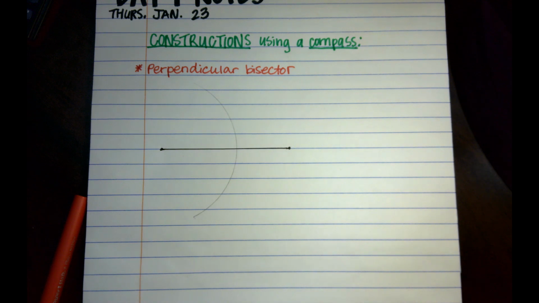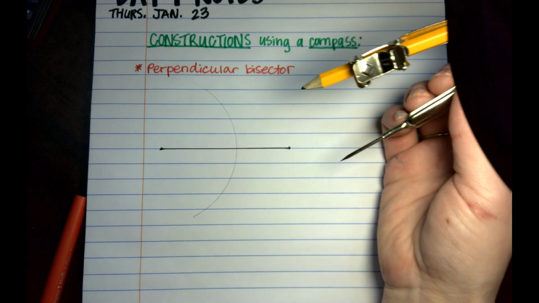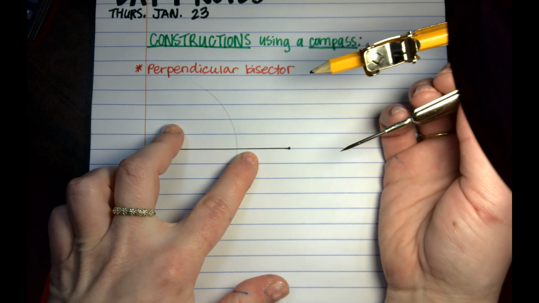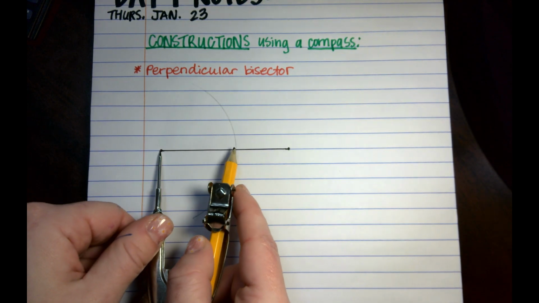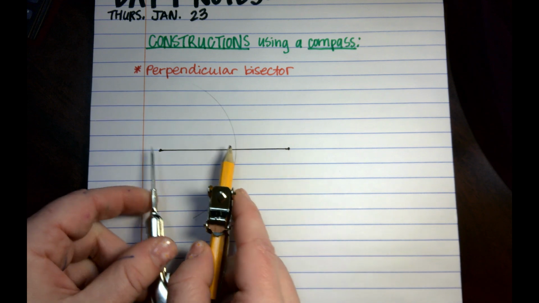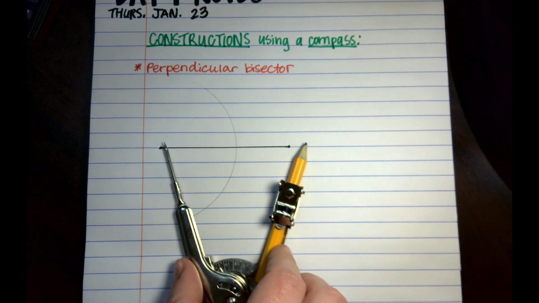Okay. And what's my next step once I've done that? Do the same thing to the other side. How big should my compass be open? The same as the first time. You cannot change your compass. If it is open bigger than the first arc, it's not going to be the correct bisector. So if you move your compass on accident, whoops, it's not the same anymore.